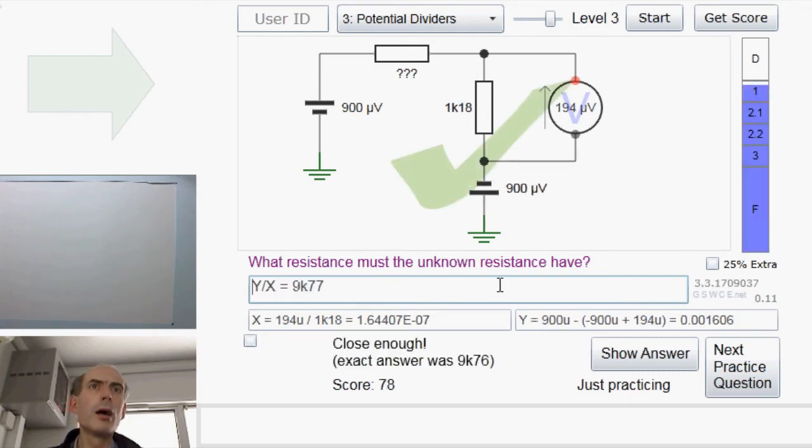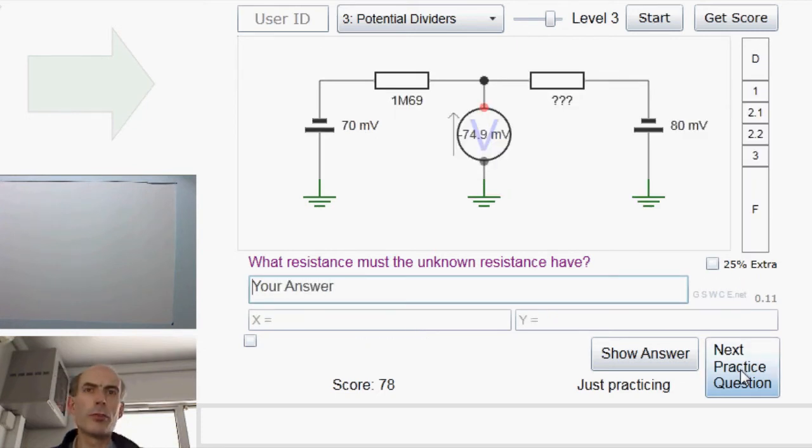Great. I'll just do one more. What resistance must the unknown resistance have? Well, it's similar to one we've done before. That is minus 70 millivolts. That is minus 74.9 millivolts. So there can only be 4.9 millivolts across that resistor.